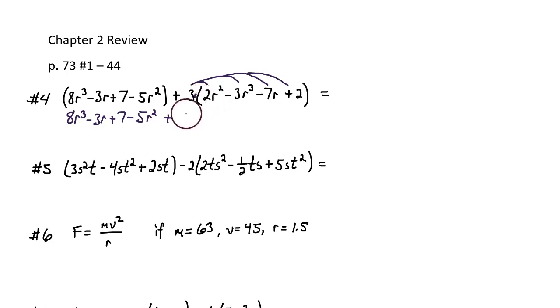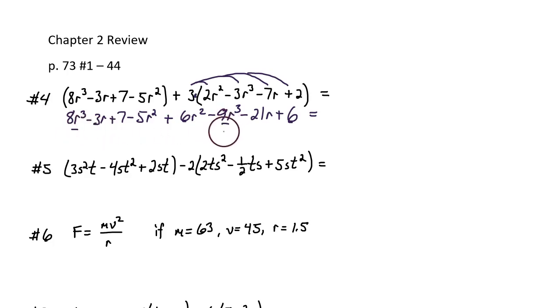3 times 2r squared is 6r squared. 3 times negative 3r cubed is negative 9r cubed. 3 times negative 7r is negative 21r. And 3 times 2 is positive 6. Now we can look for like terms. Start with the highest degree terms first, which are your r to the third power terms.